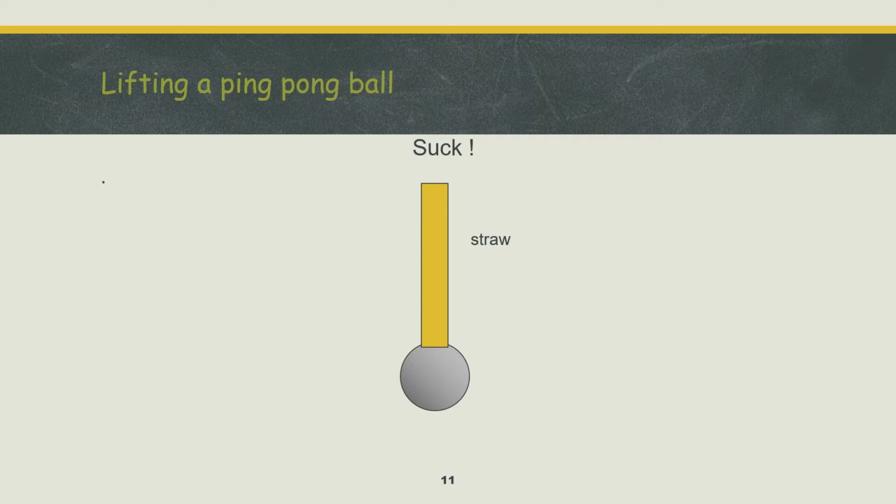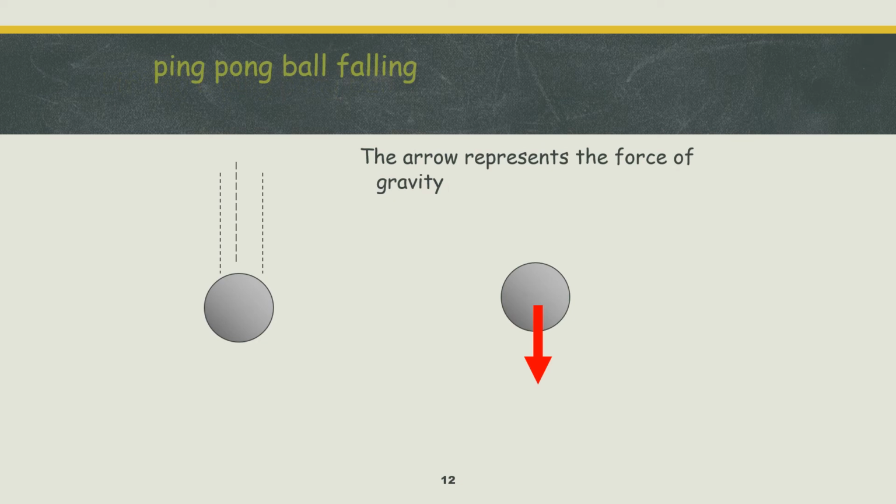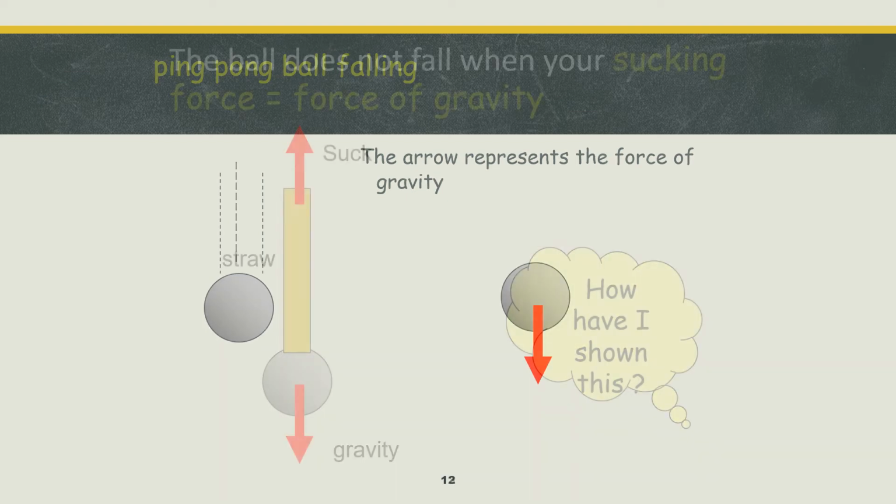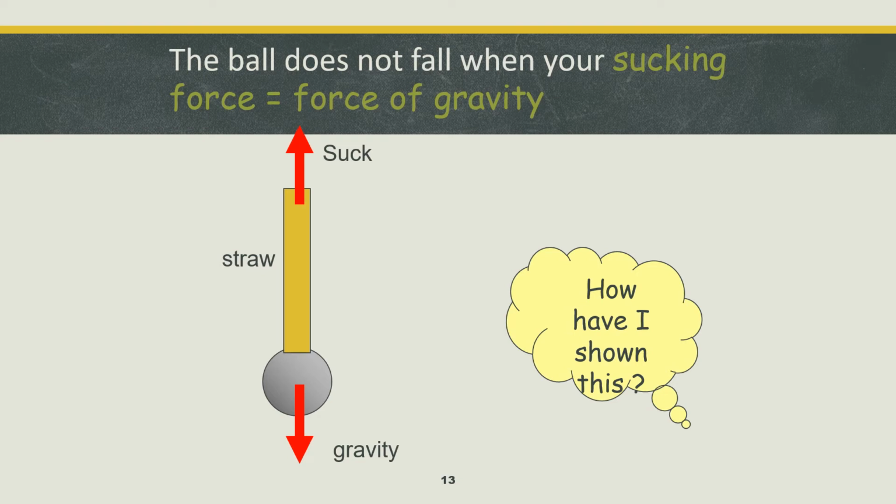So here we've got a little representation of the straw and the ping pong, using the ping pong, that upward force without contact. The ping pong falling, the arrow represents the force of gravity. So remember, gravity pulling downwards all the time. The ball does not fall when your sucking force equals the gravity. So the weight pulling down on the ping pong, if that is equaled by the sucking force through the straw, the ping pong or the Malteser should stay where it is. Okay, meaning that it is balanced.